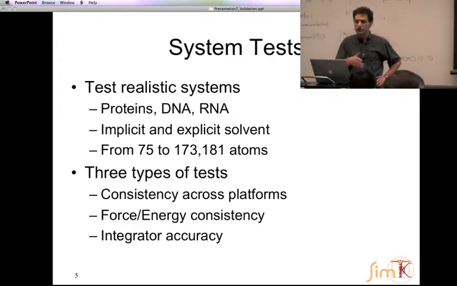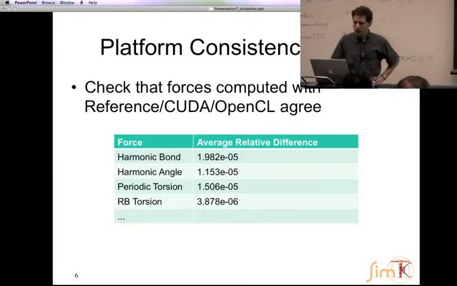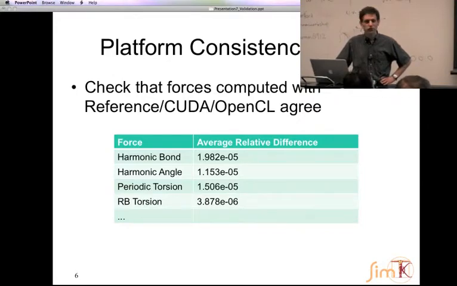And for each one of these, we have a series of different tests that we run, which I'll talk about individually: consistency across platforms, force energy consistency, and integrator accuracy. So the first type of test that we do is just to take the system, compute the force on every atom, and do it with each platform that we have and see if they all agree. Because each one of them is an independent code base, chances are very high that if there's a bug in one, it won't be in all three.